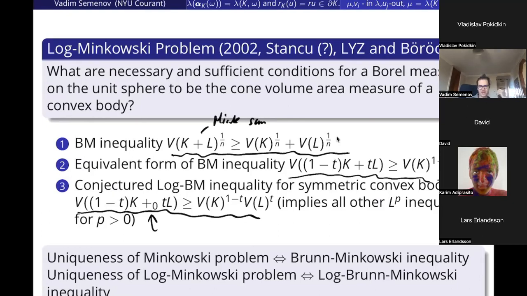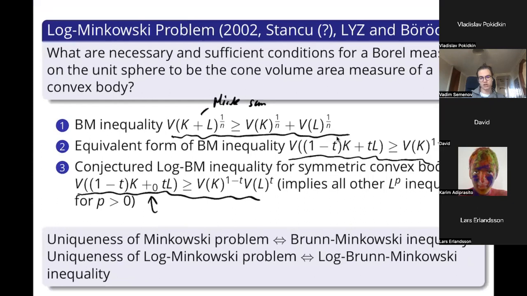You can sum them with coefficients, with the powers, right? Similar to LP spaces. And it's similar to a generalized mean and the convex combination. It's a combination of two of these, and this is how you define a log Brunn-Minkowski. So why did I mention this? Because uniqueness of the log Minkowski problem is equivalent to the log Brunn-Minkowski inequality, right?